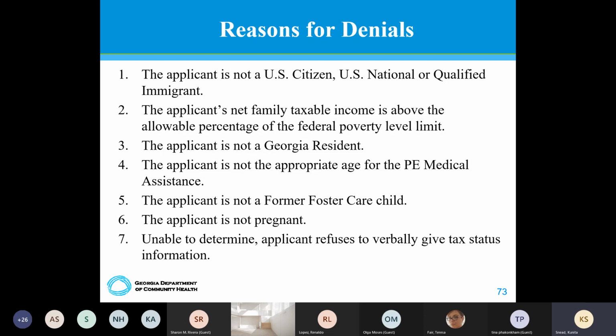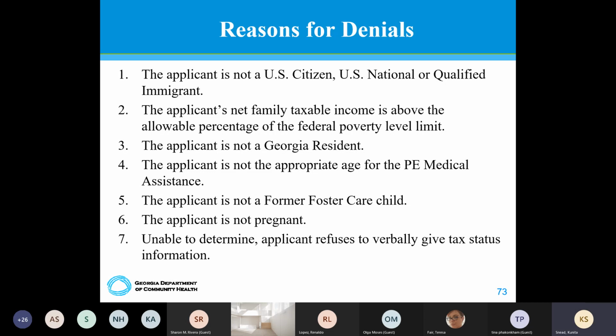Of course, if they're not Georgia residents, not the appropriate age, and we talked about that, their age range between 19 to 64, and they don't have a qualifying child, or they're not pregnant and not blind or disabled, so they will be denied for that reason. Not a former foster care child, not pregnant. And then if you have someone who refuses to cooperate and give you the necessary information you need, because you have to have all the necessary information in order to make a correct PE determination. So if they don't give you that information, then there's nothing that you can go off of. So you will have to deny them for that reason.